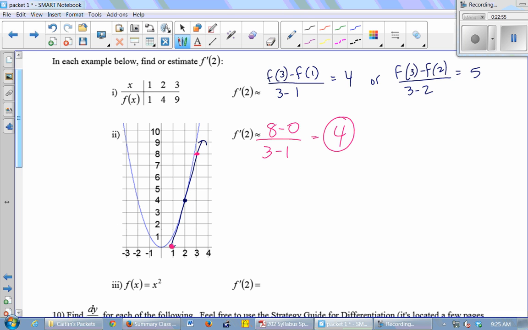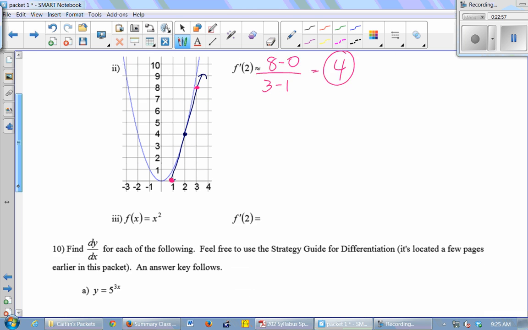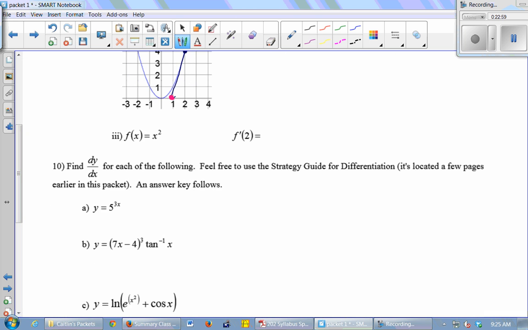All right, and how about if you have a formula? If you know that f of x equals x squared, what's f prime of 2? 4, yeah. So first you find a formula for f prime, which we said was 2x. Then you plug in your 2, so you have 2 times 2, which is 4.